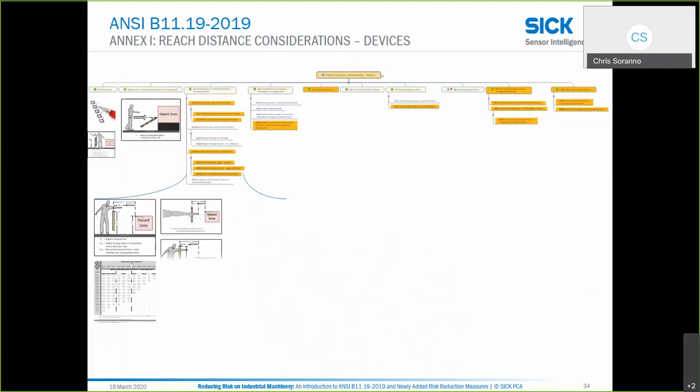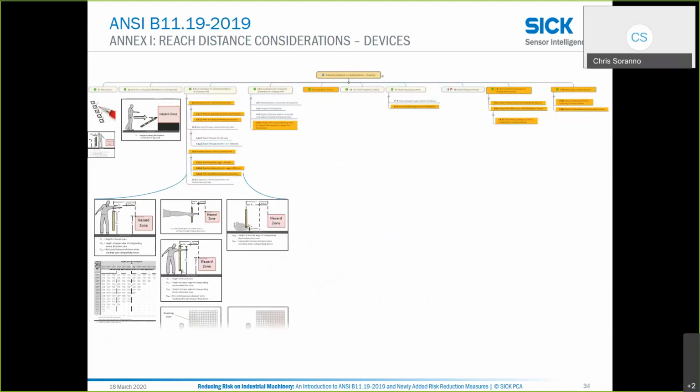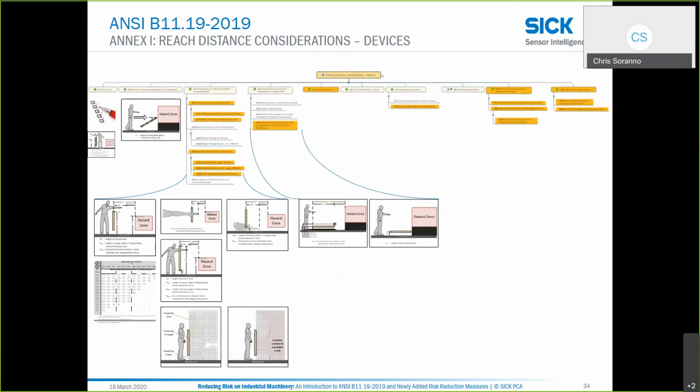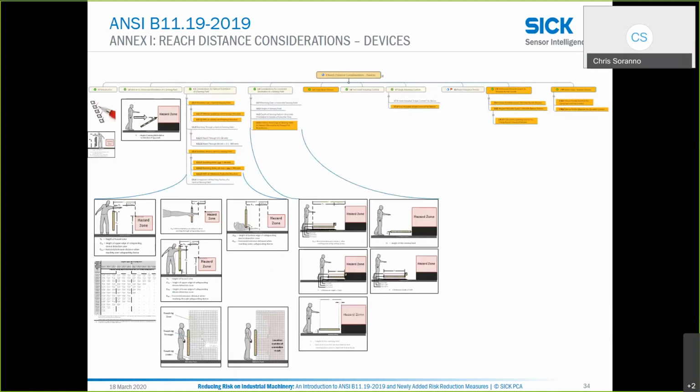When it's a vertical application, we address reaching over, reaching through, and reaching under in comparison of those, just like we did with the guards. When it's a horizontal application, we talk about the reach distance, the mounting height, the depth of the field, a number of considerations that apply there. We've added single beam devices when used as a standalone risk reduction measure.